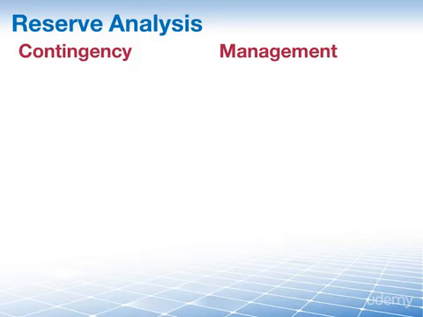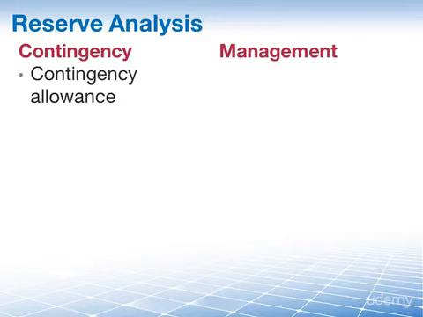Let's take a look at these in turn, beginning on the left with the contingency reserve. The contingency reserve is also referred to as the contingency allowance. It addresses the known unknowns. For example, in a software development project, you're bound to have bugs, but you don't know how many and you don't know how much rework you're going to have to do.